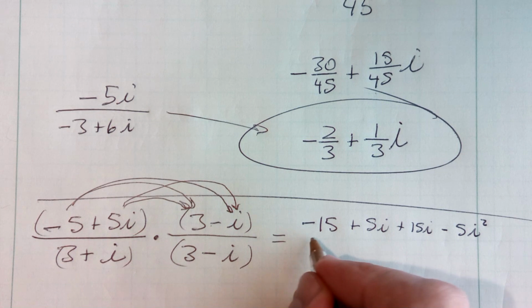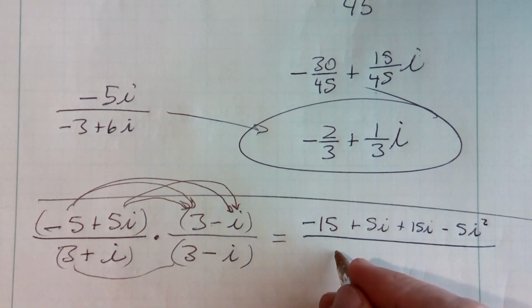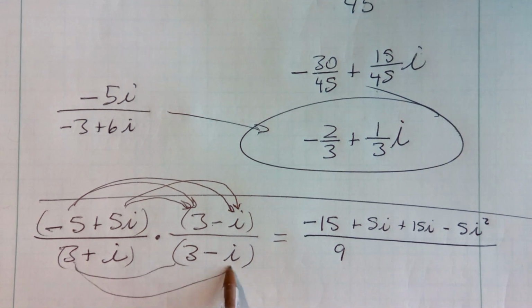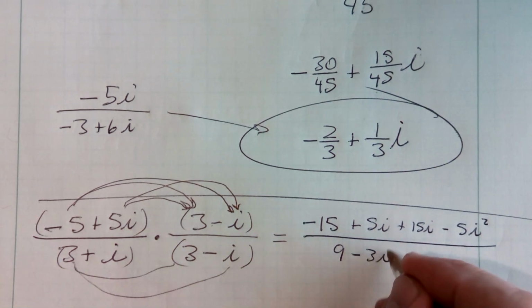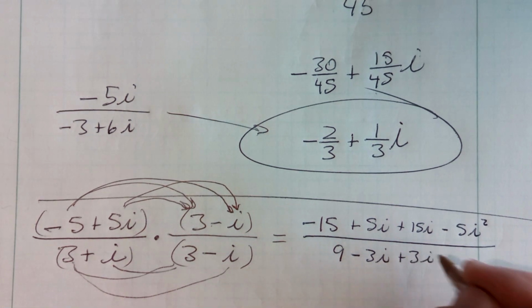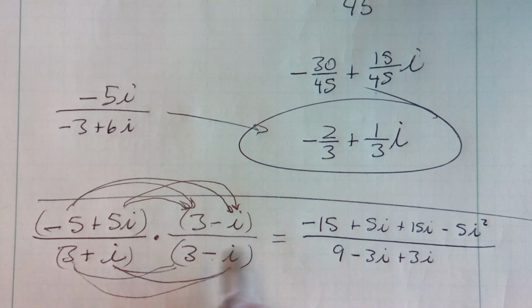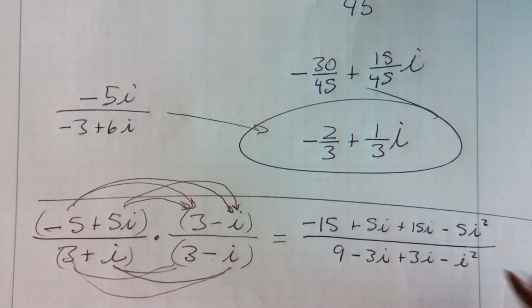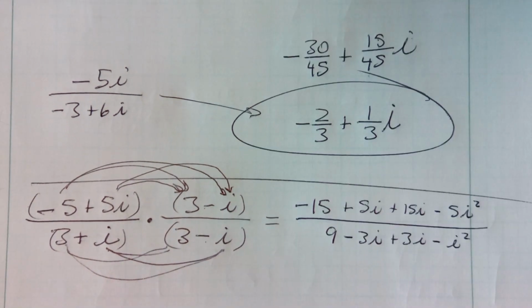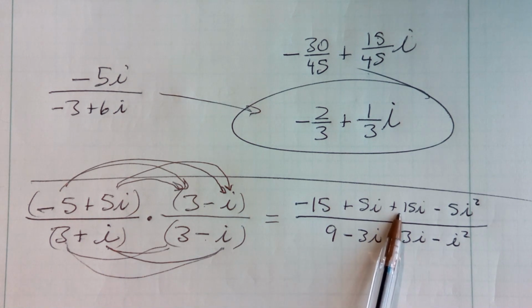Over 3 times 3 is 9. 3 times negative i will be a negative 3i. i times 3 will be a positive 3i. And i times i, and it's positive and negative, so it's going to be a negative i squared. Now, when you do this, you should always get i's left in the top. So these two middle terms don't cancel in the top, and don't think they do. They will cancel in the bottom.